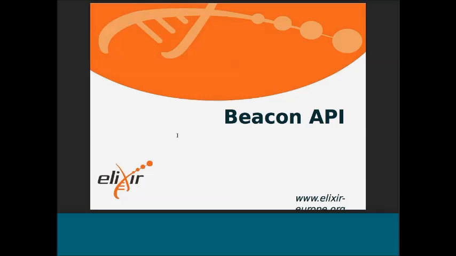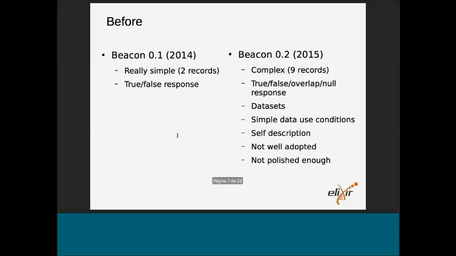Now, I will talk about the API history of the Beacon. The Beacon project started a few years ago, and in 2014, version 0.1 was presented. It was very simple, and in 2015, version 0.2 was presented, and it was more complex. It had more kinds of answers to variant overlap queries. It also managed datasets and a simple version of the data use conditions. It was not very well adapted and not polished enough.